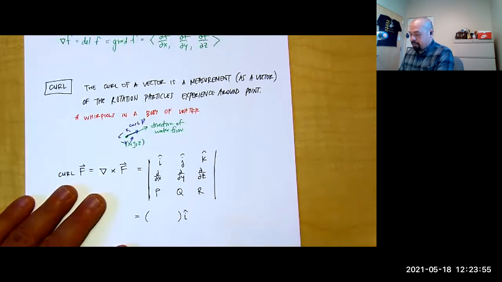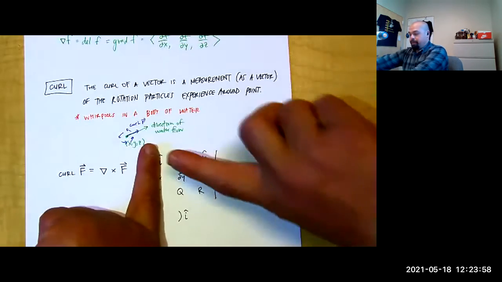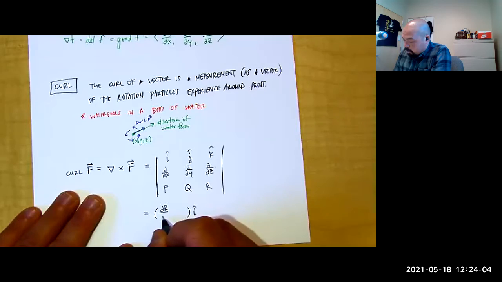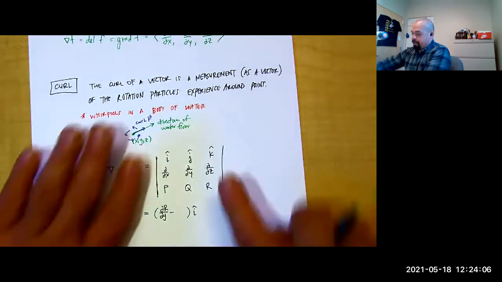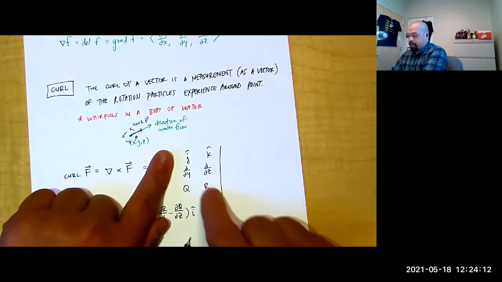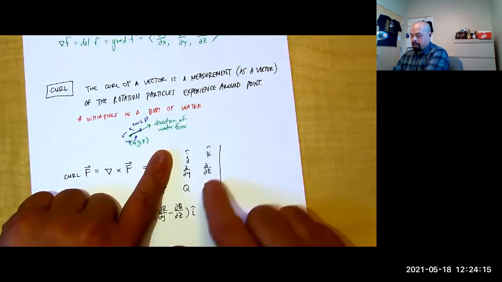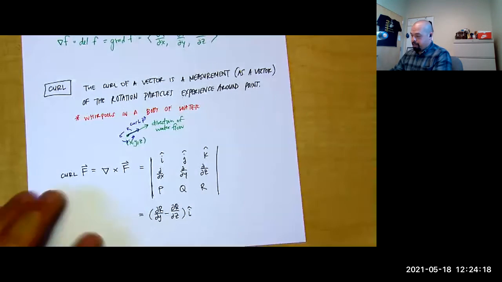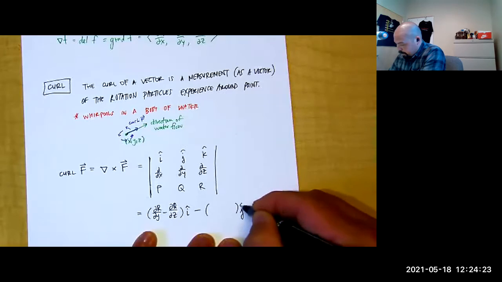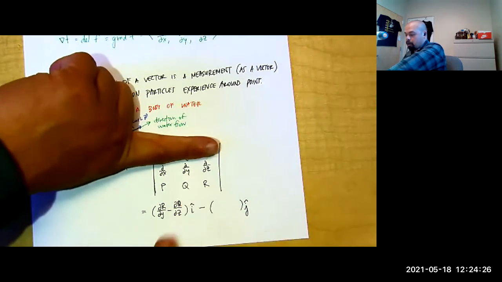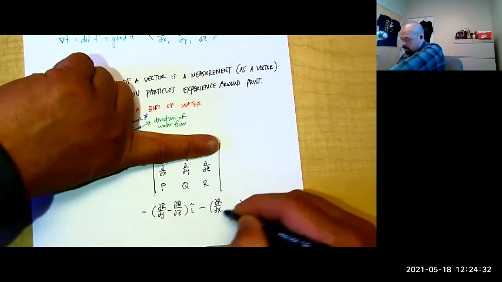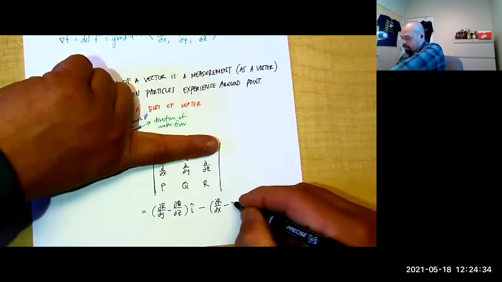So in that i direction, cross out that column, that row, it's going to be the partial of R with respect to y, take away the partial of Q with respect to z, right? So doing that partial on R, take away partial on Q, then it's always subtraction. And now for the j component, cross out that column, that row, that column, dR/dx minus dP/dz.